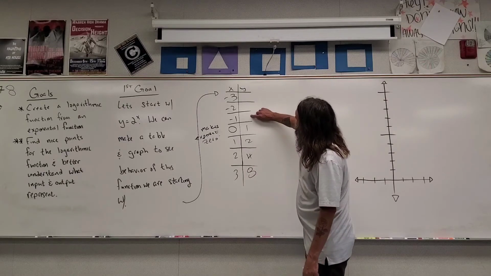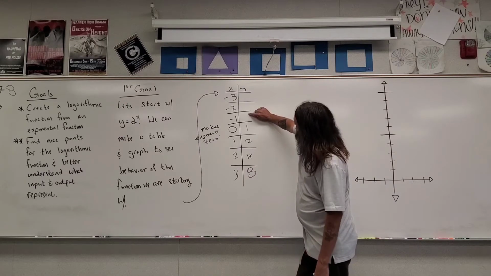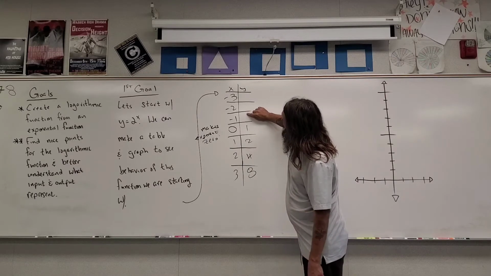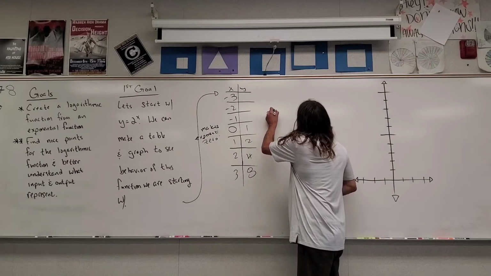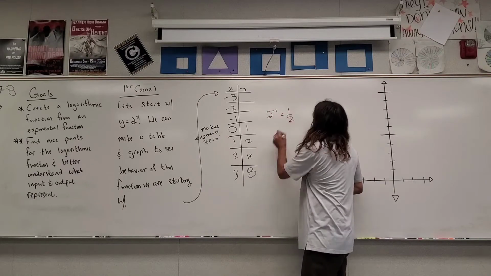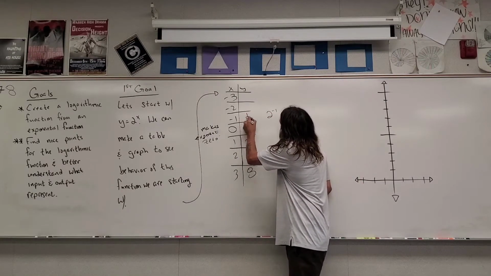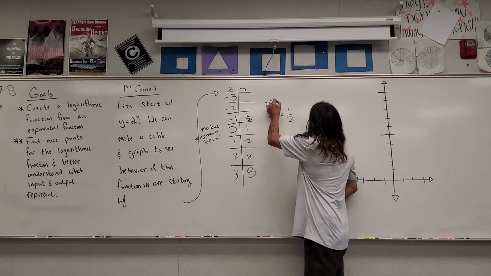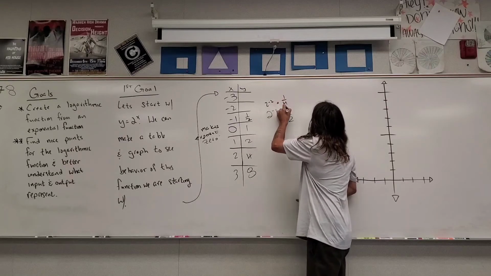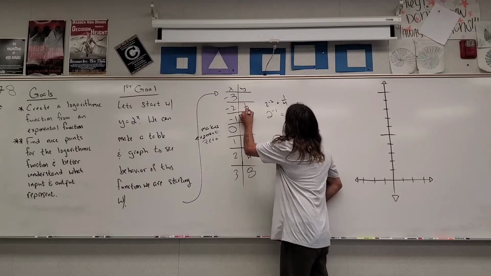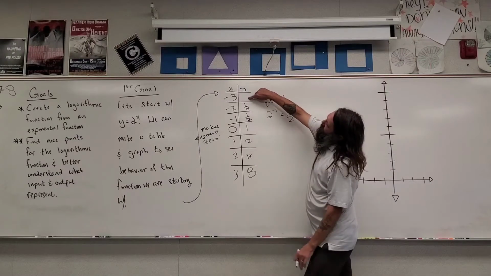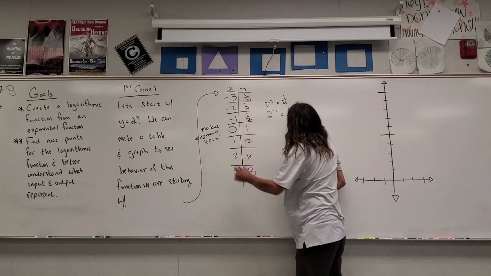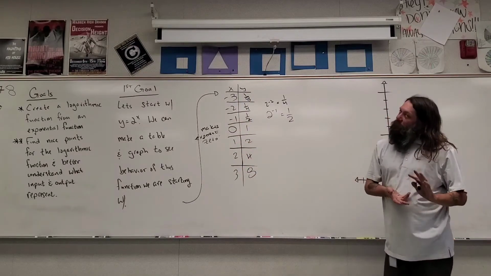Now, when I have a negative exponent, what's going to happen is, remember, negative exponents flip numbers. So 2 to the -1 becomes 1/2. 2 to the -2, that equals 1/4. And 2 to the -3, that becomes 1/8. So remember, negative exponents flip numbers.